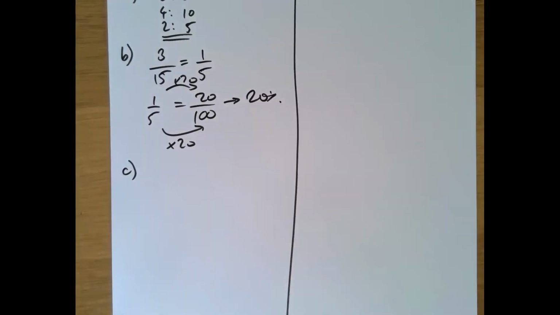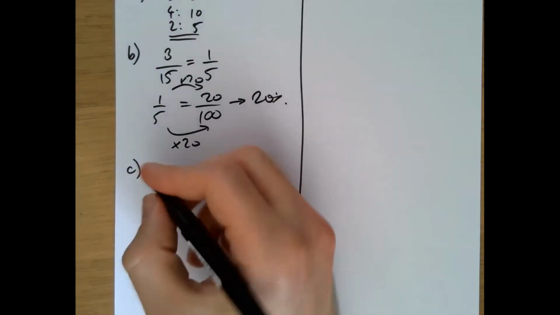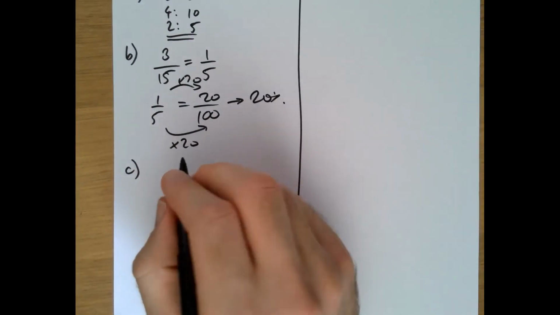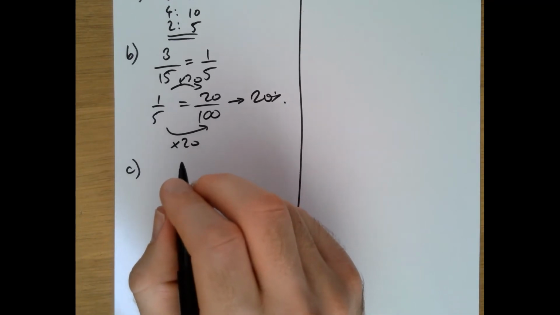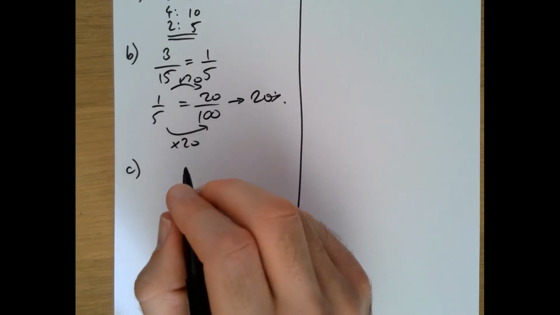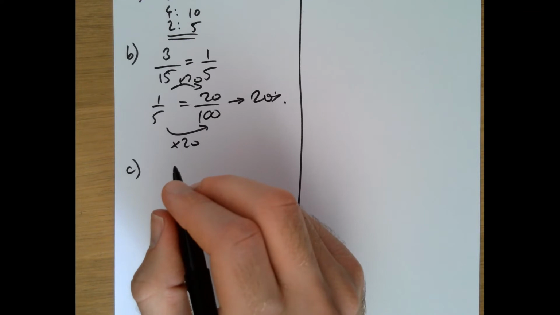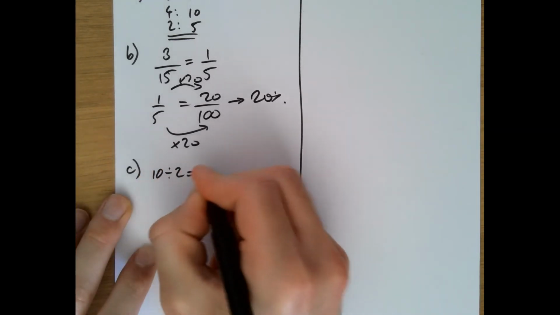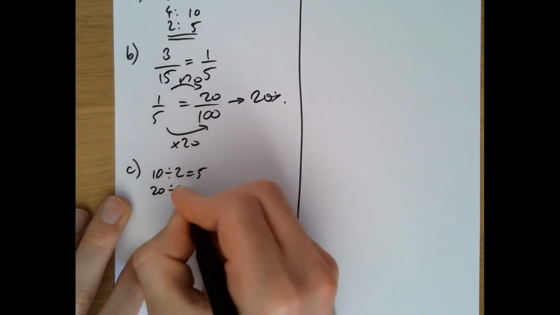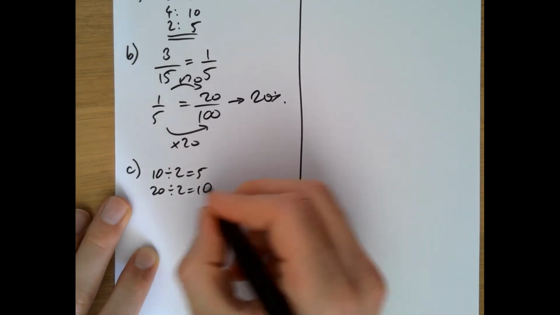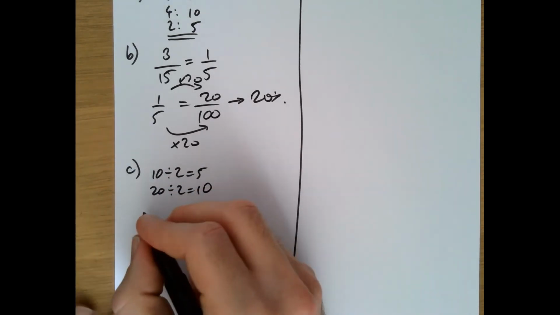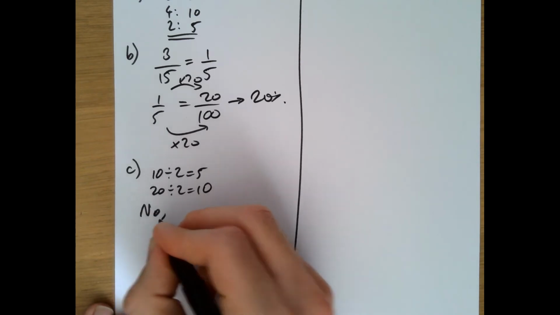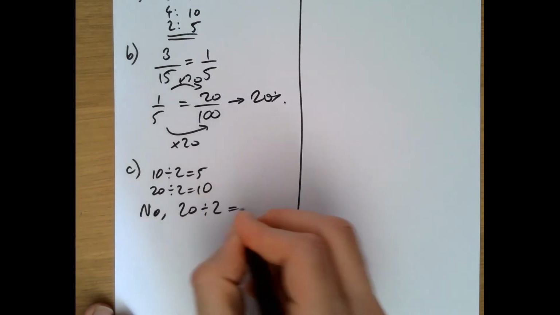C. Liam says, if you divide any multiple of 10 by 2, the answer always ends in 5. Is he correct? Write down a calculation. So if you divide any multiple of 10 by 2, the answer, well, let's do it. 10 divided by 2 is 5, so that works. 20 divided by 2 is 10. Well, that doesn't end in a 5, so that doesn't work. So is he correct? No. 20 divided by 2 is 10.